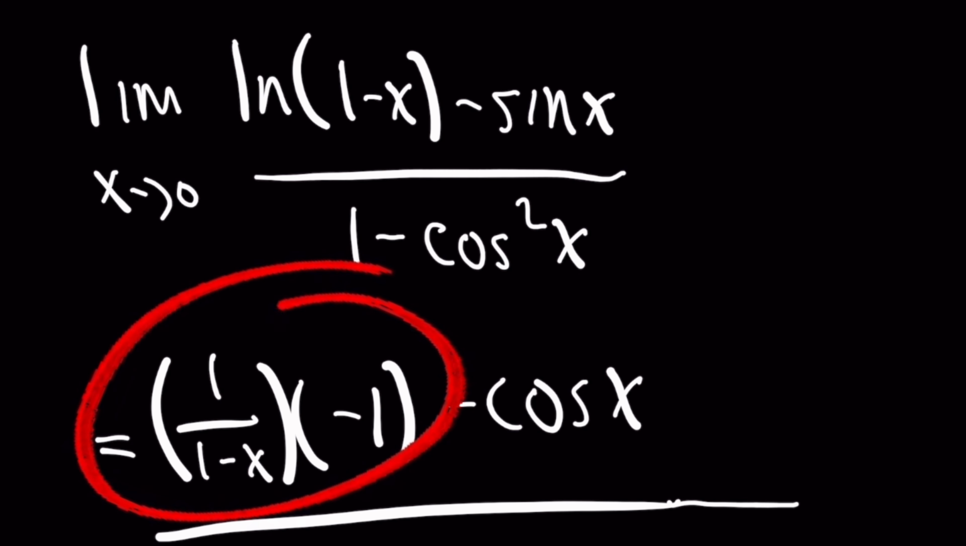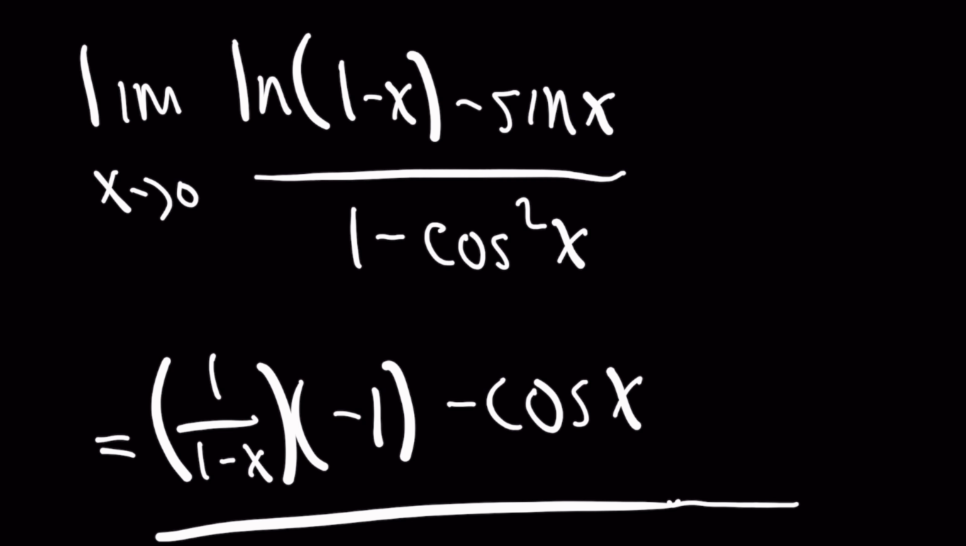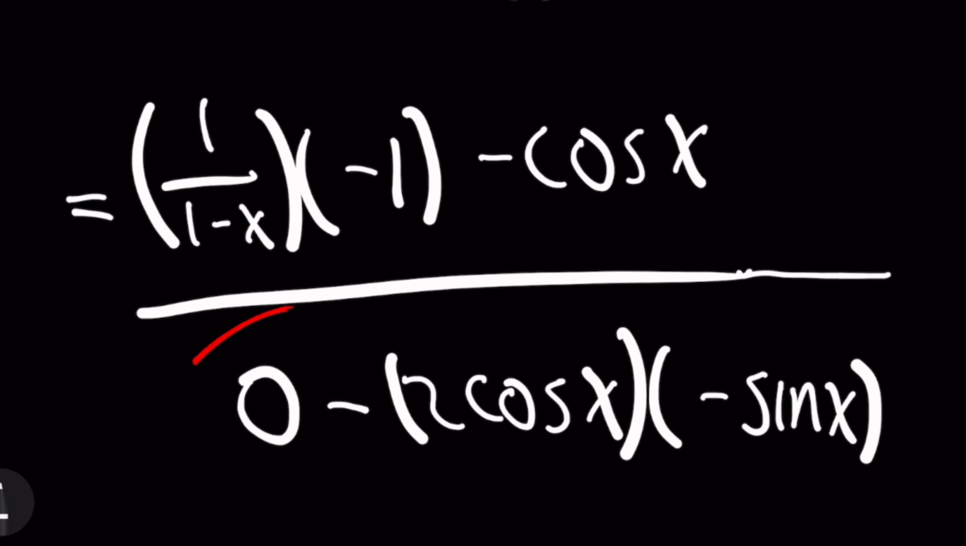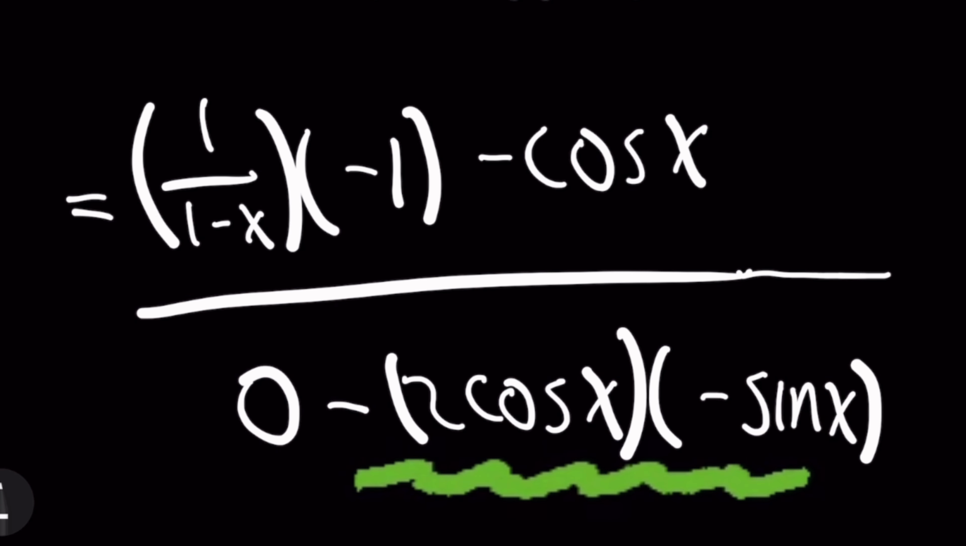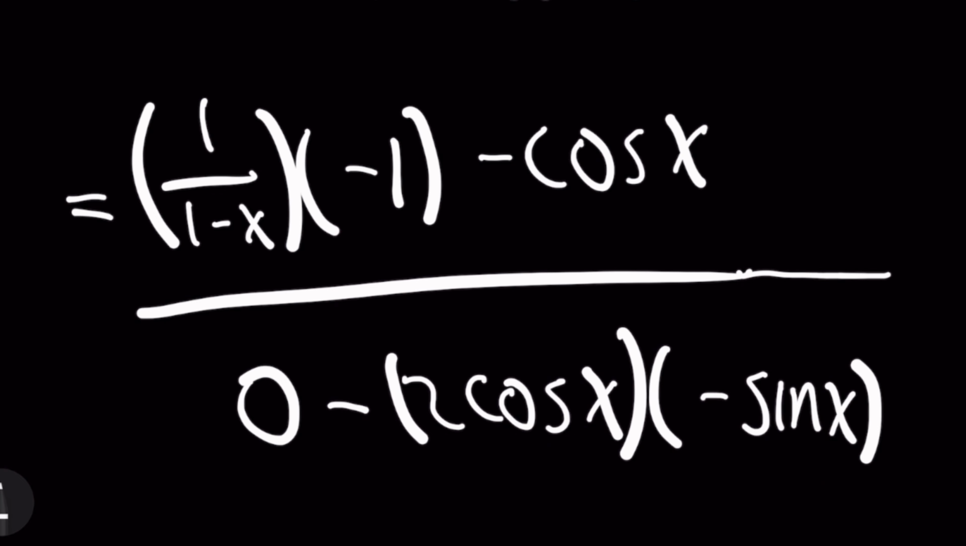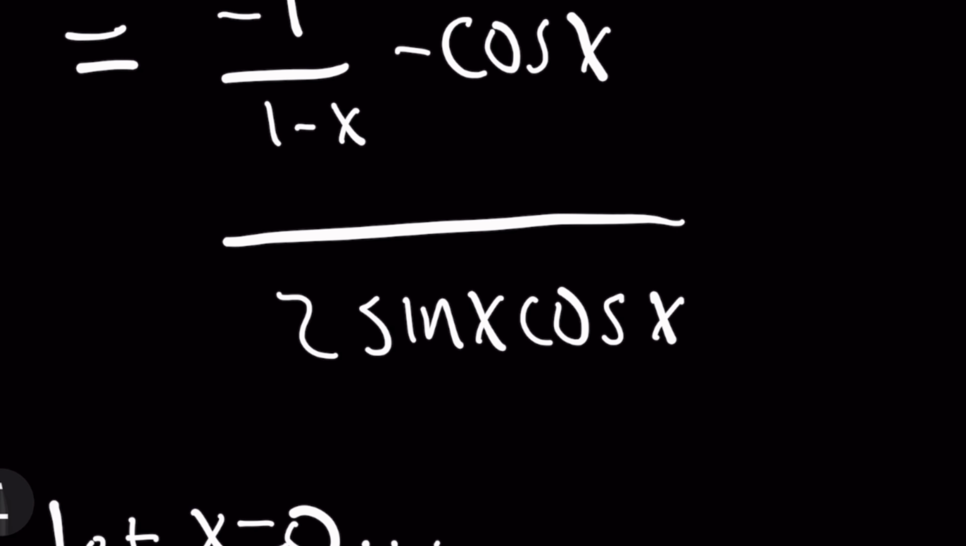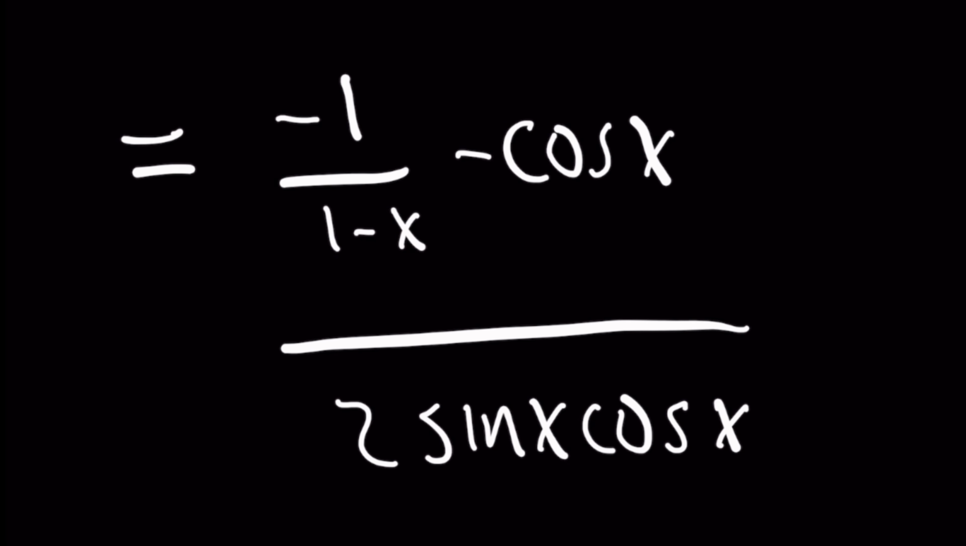Okay, you should realize that for natural log of 1 minus x, we can use the chain rule. We get 1 over 1 minus x times the derivative of the inner function, which would be negative 1, minus cosine of x, all over 0, because the derivative of 1 is a constant, and that gets you 0, minus 2 cosine of x, negative sine of x, because for cosine squared of x, we can also use the chain rule here. So when you simplify this further, you're going to find that you get negative 1 over 1 minus x, minus cosine of x, over 2 sine x cosine x.